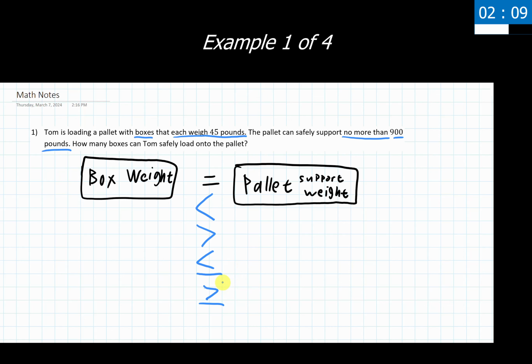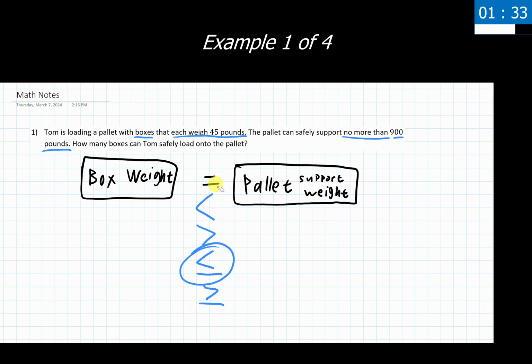So with what this problem is describing, we're told the pallet can support no more than 900 pounds. So that to me suggests that we want the box weight to be either less than or equal to. The problem doesn't indicate that it can't be 900 pounds. It says no more than 900 pounds. So that suggests we're going to have this less than or equal to showing up. So the box weight needs to be less than or equal to the pallet support weight. And that seems reasonable given everything in the problem so far.